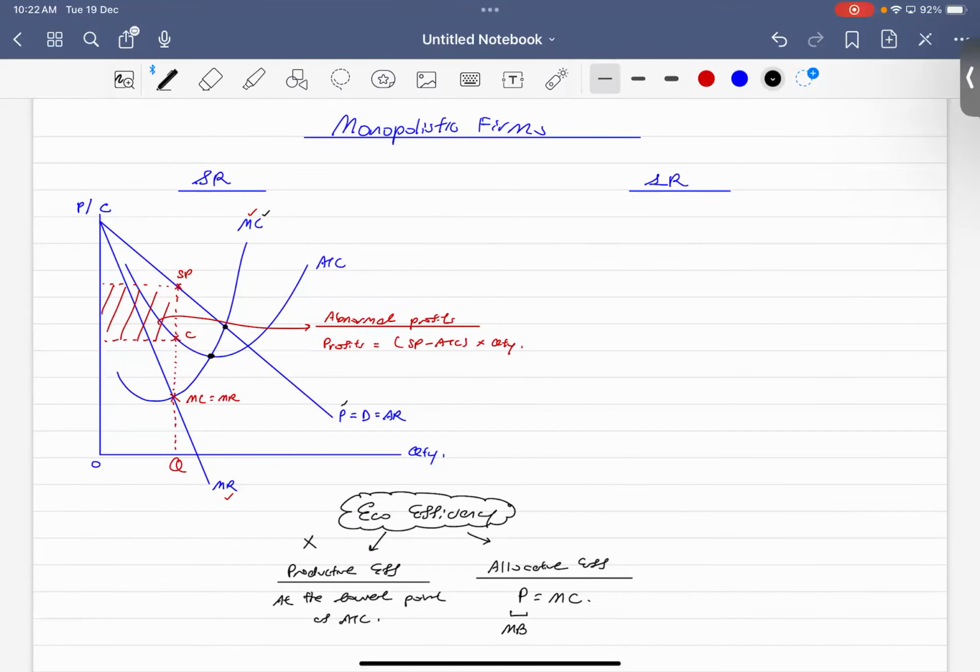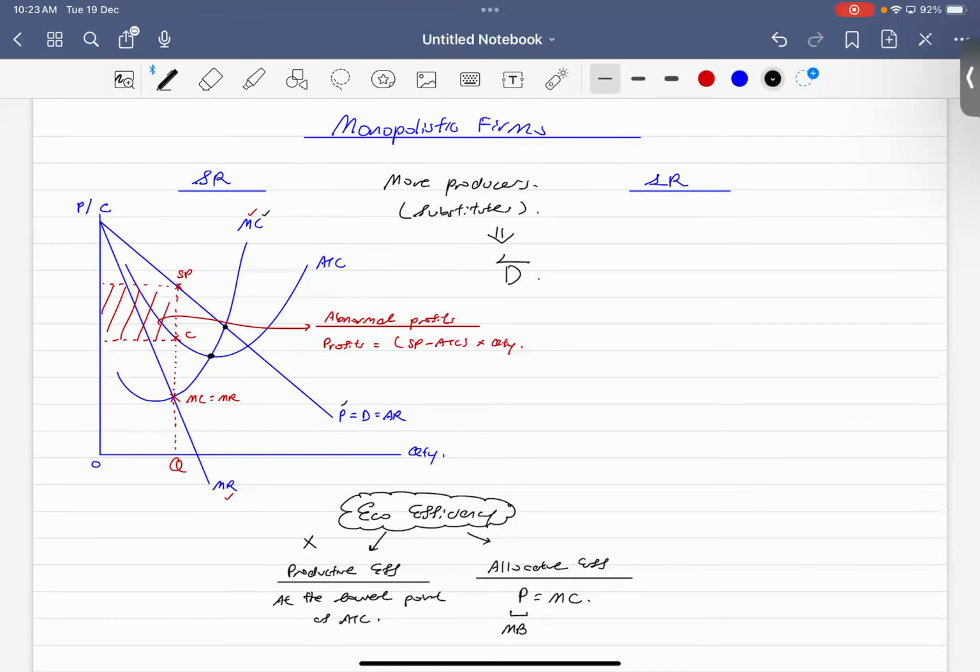So they are not producing at those 2 points. Okay, so what happens in the long run is there will be more producers coming in. So when there are more producers, that means there will be more substitutes coming in. Therefore that will result in the shift of the demand curve leftwards.